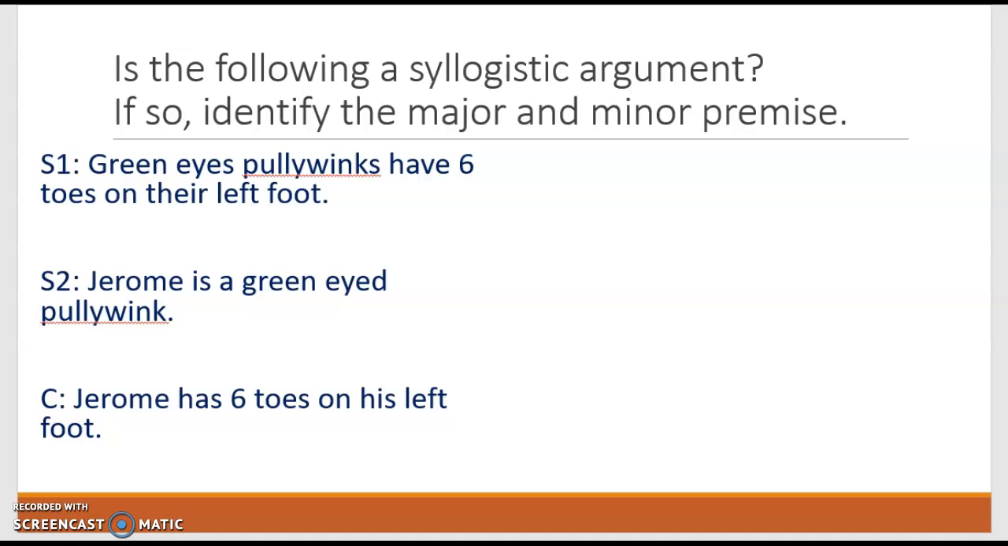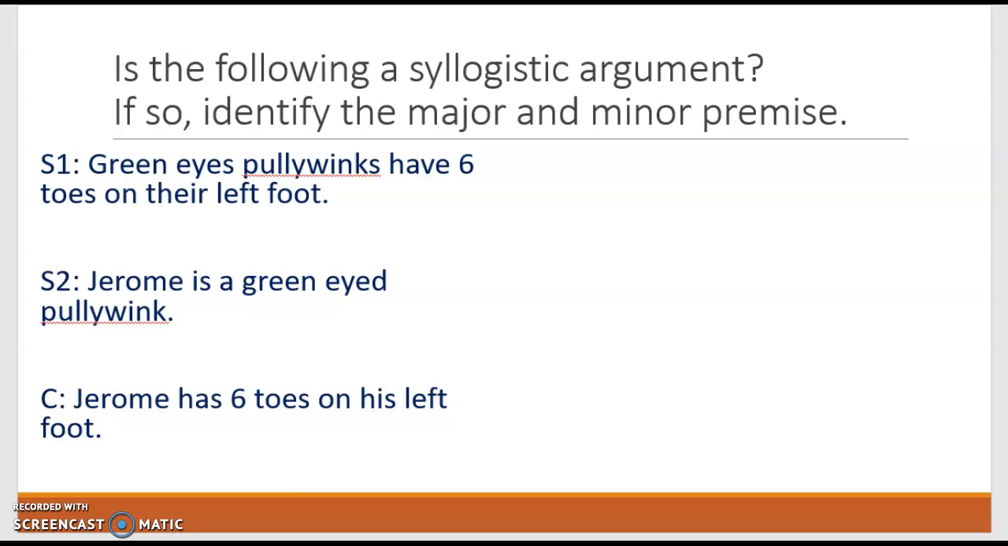All right, so here we go. Is the following a syllogistic argument? If so, identify the major and minor premise. Statement number one: green-eyed pullywinks have 6 toes on their left foot. Statement two: Jerome is a green-eyed pullywink. Conclusion: Jerome has 6 toes on his left foot. So the question is, is this a syllogistic argument?